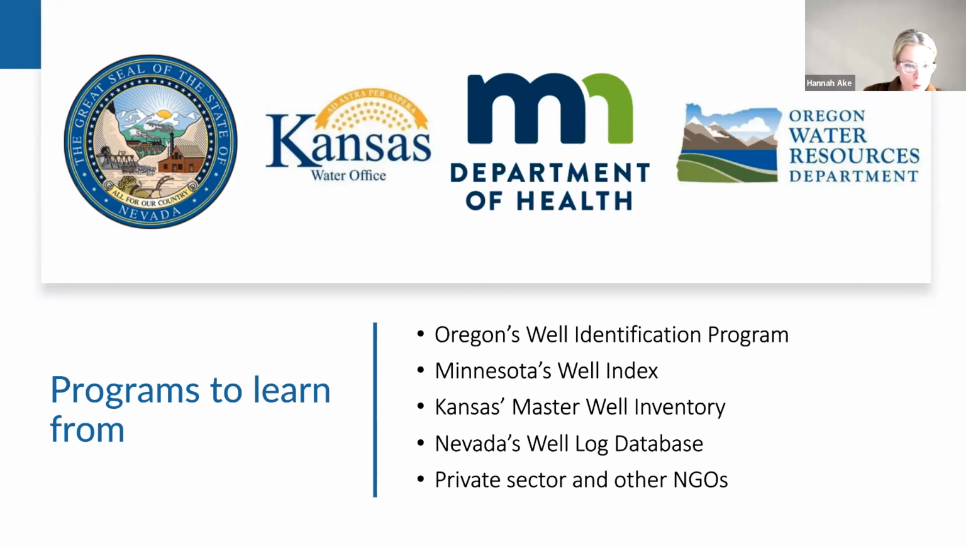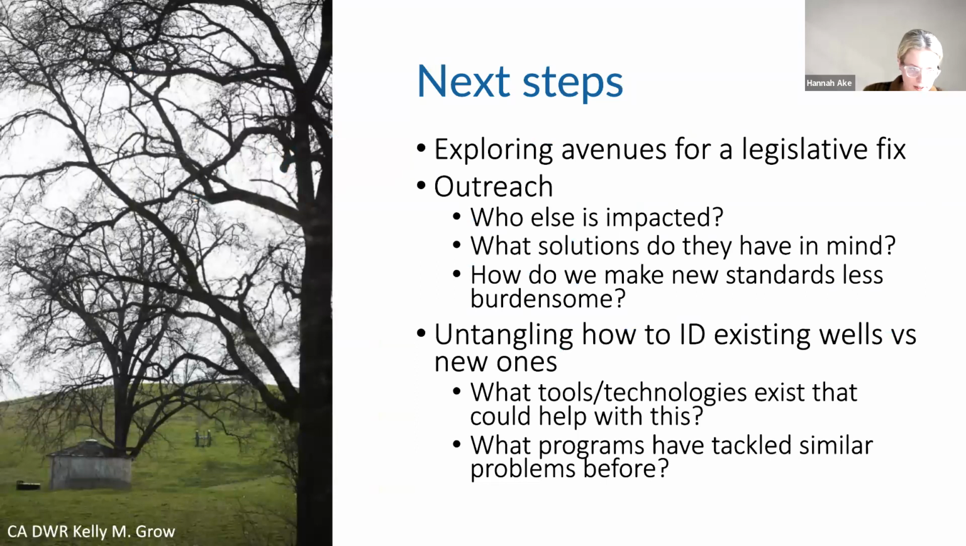So overall, we know that uniform well IDs and an inventory is achievable. Other states have done it. It's just going to really require effective and persistent collaboration among all the groundwater interests in California. So because this will likely require some sort of legislative fix in California, there's a lot of things we're going to need to iron out along the way, such as authority, funding, system structures.